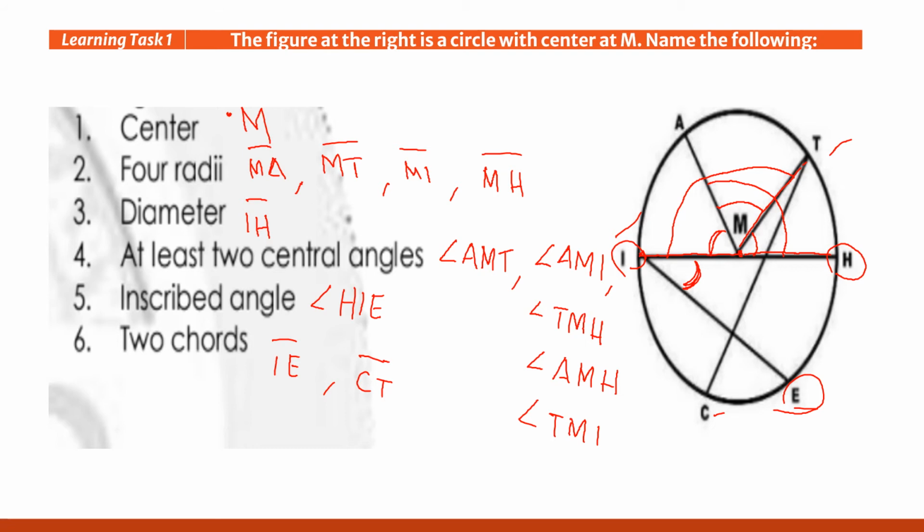Pero sabi nga natin, yung segment IH is considered as a diameter. Pero kung hinihingi ng pagkakataon, sabi natin diameter is the longest chord, so pwedeng mapabilang yung segment IH as chord. At dahil two chords lang naman ang hinihingi, siguro ang tinutukoy na lang dito ay yung segment IE and segment CT. Gets natin? Gets.